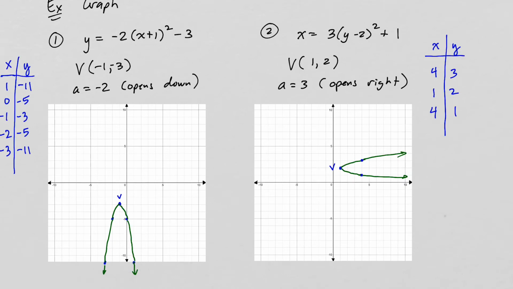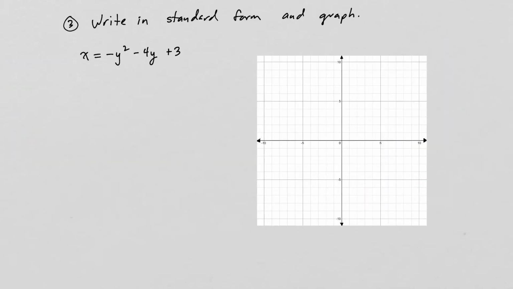Let's take a look at one more. In this one, we want to write the equation in standard form and then graph it. What we have here is what you would call the general form, and we want to write it in standard form. Standard form means we want it to look like this. So what do we have to do to write it in standard form? Well, we have to complete the square, right? So let's go through the process.